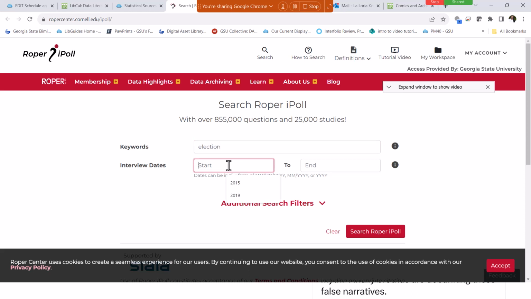Is this like a website through the library, the Roper iPoll? Yes, it's another database. It's in the database. A lot of times you see articles from AP and they'll say, "We did this telephone poll with this amount of voters." So this is the place you can come to verify that. Let's see, election. I'm going to say election fraud, and we're going to search.